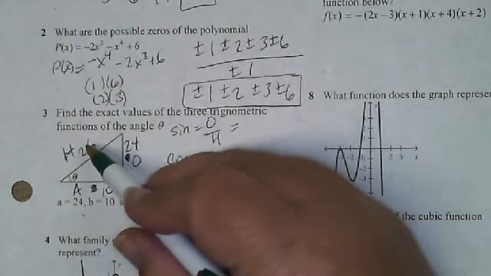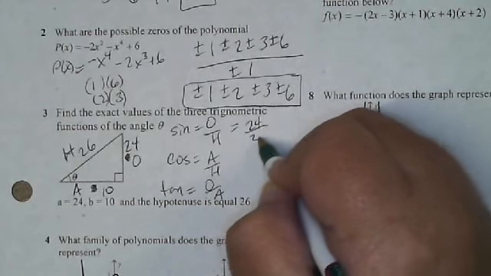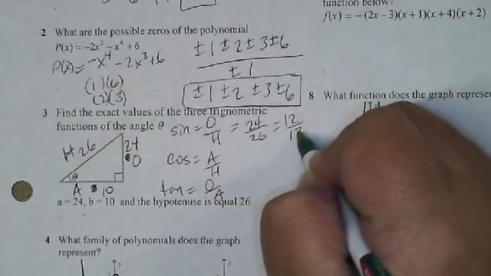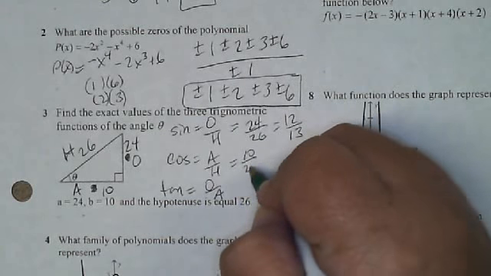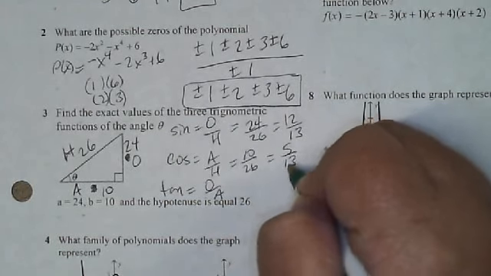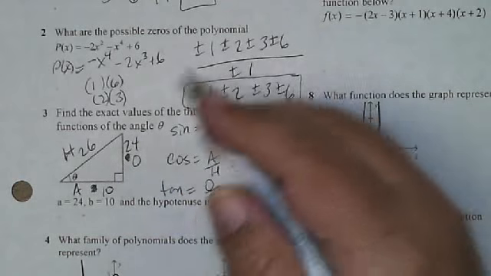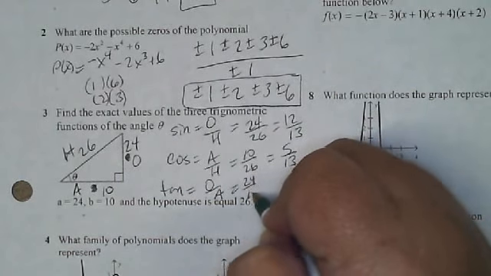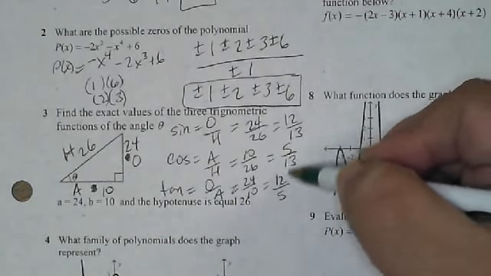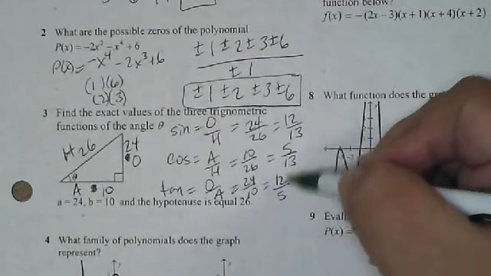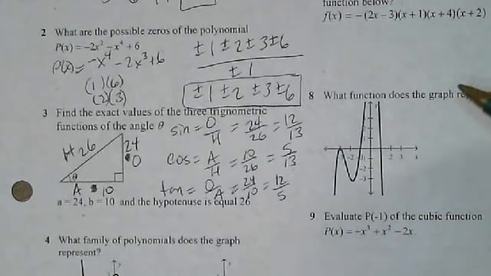So sine would be 24 over 26. You should reduce this. You get 12/13. Cosine would be 10 over 26. Reduce that, that would be 5/13. And tan would be 24 over 10, which we reduce to 12/5. Make sure you check those on the test. Make sure you check each one so that there's no tricks.